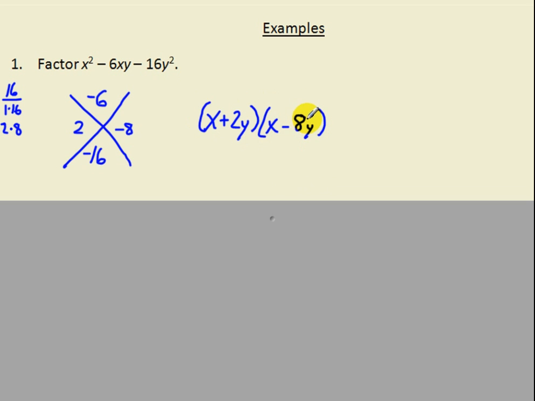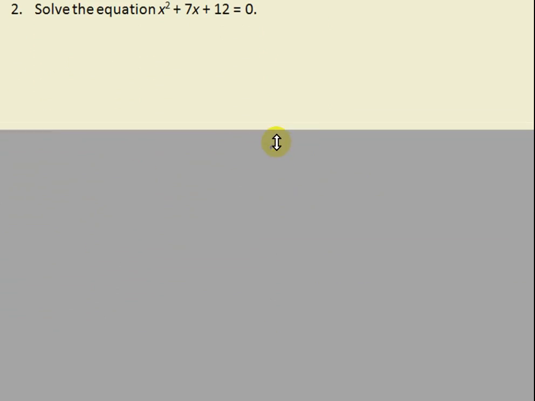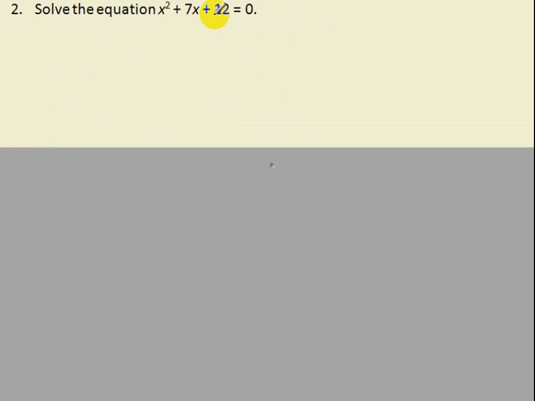And if you multiply these out, you'll find out you get x squared, and then the outer and inner terms will both be xy, and they'll add up to a negative 6xy, and then 2y times negative 8y gives you negative 16y squared. Now, why do we go through all this factoring? Well, it's largely so that we can solve problems like this.